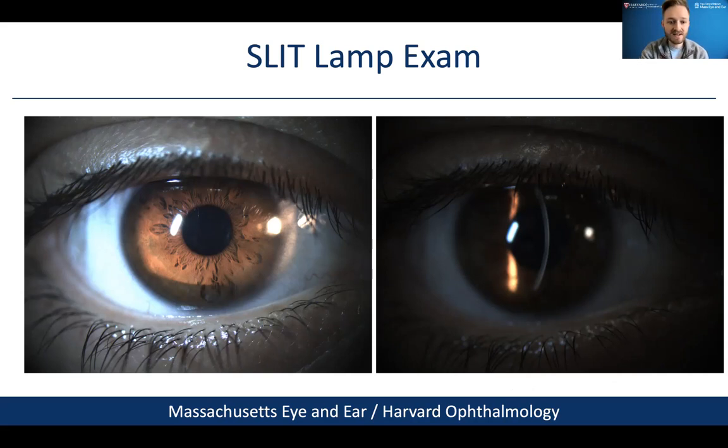For instance, is that white mark here on the cornea? Or is that in the iris? Is it something floating in the anterior chamber? Technically, it's a little hard to tell.